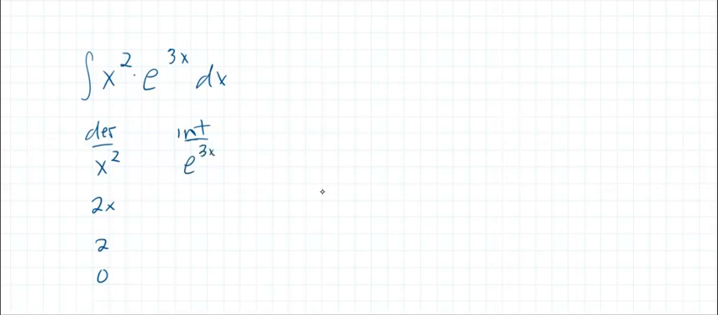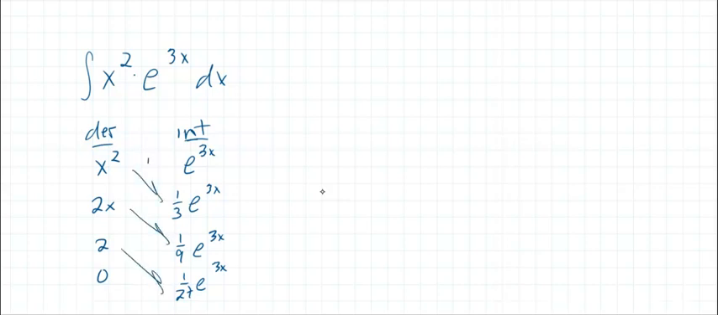E to the 3x. Now, when I integrate e to the, it gives me an e to the, so I'll write e to the 3x. And I'm going to put a 1/3 there to balance a little bit of chain rule. And then I'm going to get e to the 3x again, and I'm going to get a 1/9 out front. And then the last row, I'm going to get e to the 3x, because I want to have 4 rows in each of them. And I'm going to get a 1/27. So from here, I do my diagonal arrows, and I go plus, minus, plus. And then I just multiply along the diagonals.